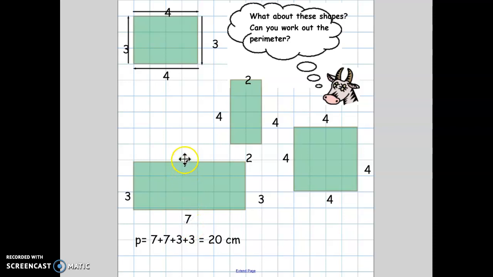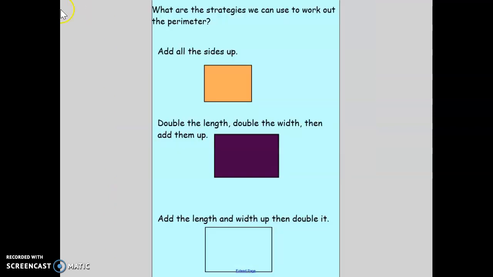So the perimeter is the distance around the shape. We have to add the lengths and the widths together to get the distance around the shape. No multiplying going on at all, really. Other than the fact that if we want to be really quick, we can do 2 lots of the length by 2 lots of the width. So the strategies we can use to work out the perimeter, we can just add all those sides up. Or, as I just talked about, we can double the length and double the width. Then add those lengths and widths together.